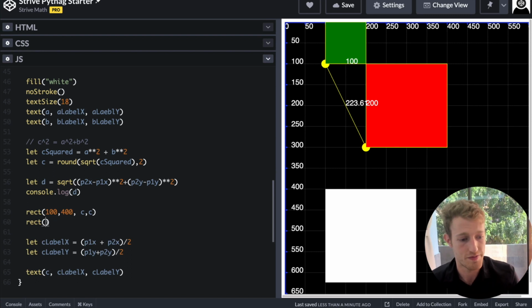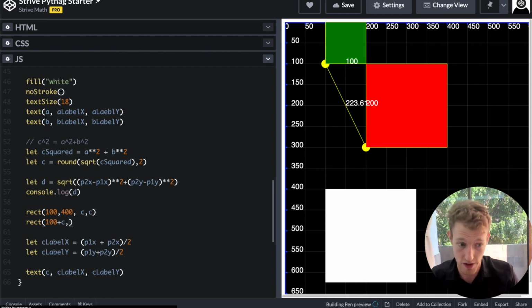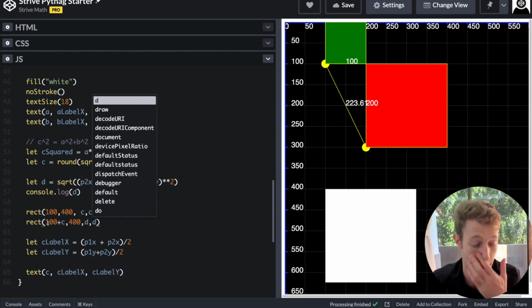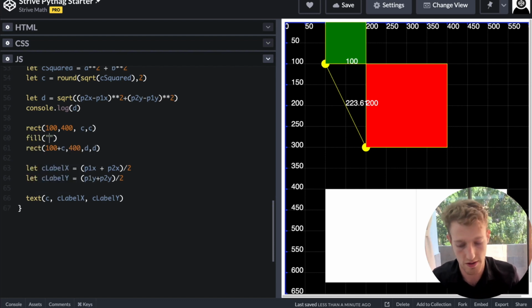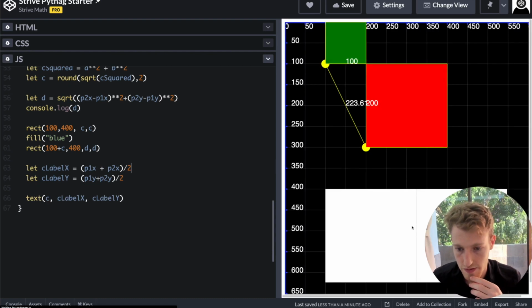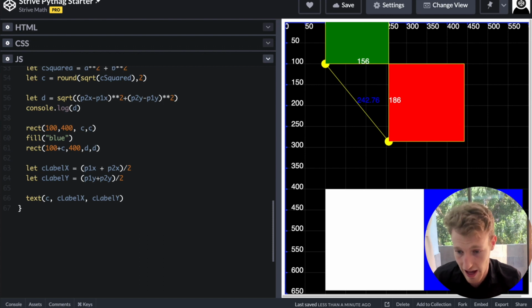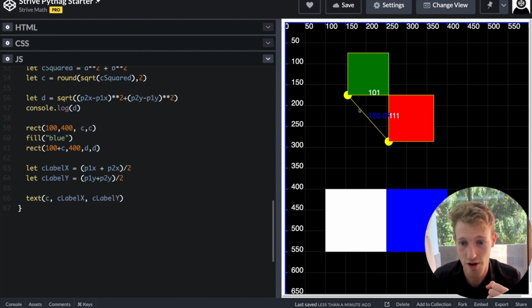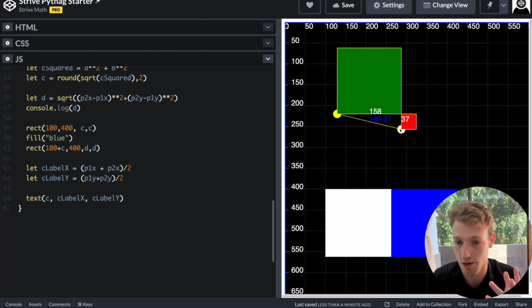So I'm going to say 100 plus C, because that's going to be where the X position starts. And Y is going to be the same, 400. And now, instead of C, I'm going to put D and D. Let's change this color. Let's make this blue. Okay, perfect. Now we can see how the area of the blue square and the area of the white square are always remaining exactly equal.